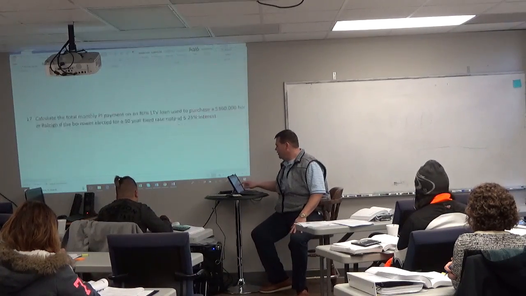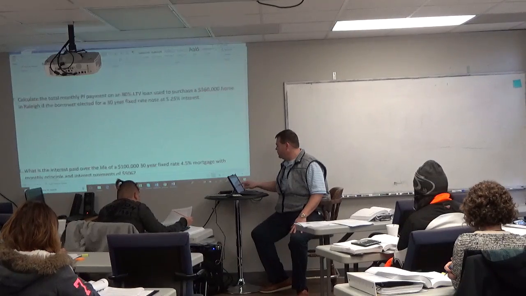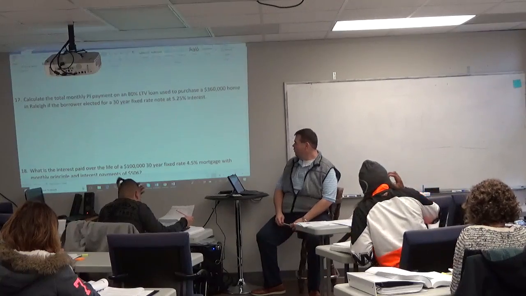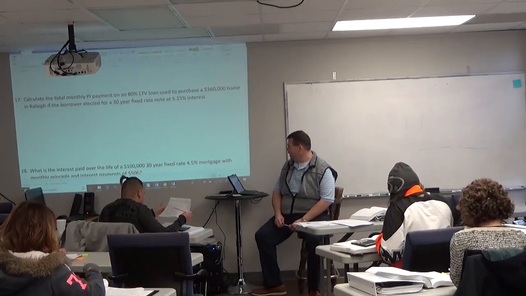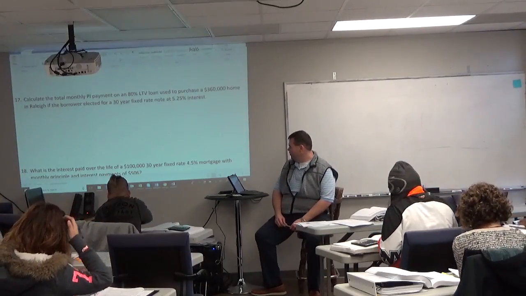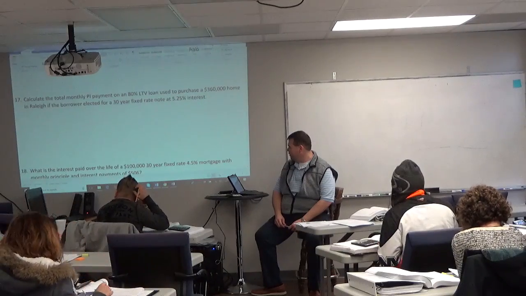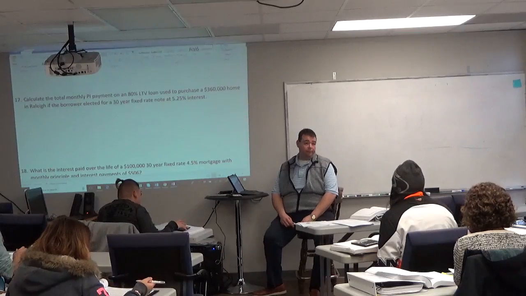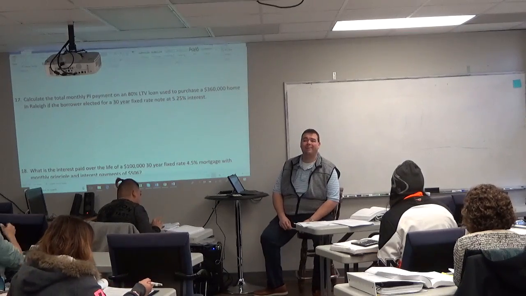All right, so let's look at the next question on our little worksheet there again. It says calculate the monthly PI payment on an 80% loan-to-value loan used to purchase a $360,000 home in Raleigh if the borrower elected for a 30-year fixed rate note at 5.25% interest.